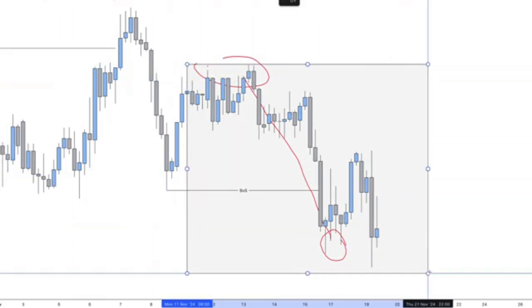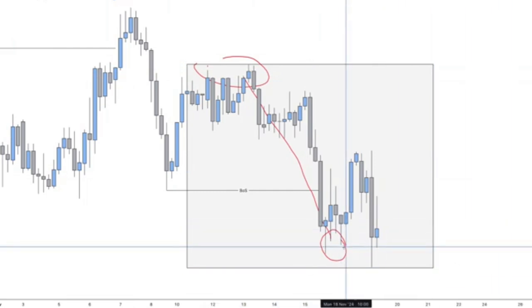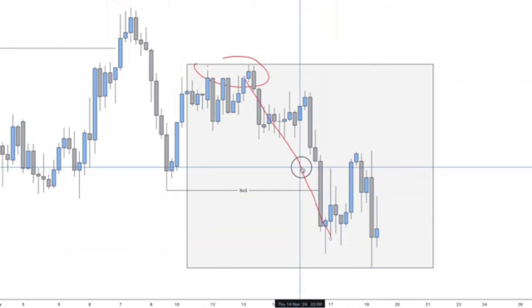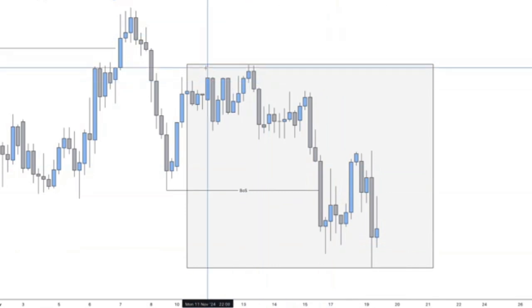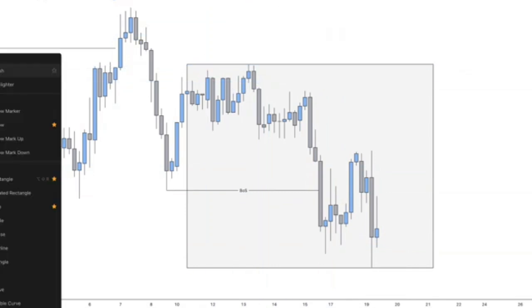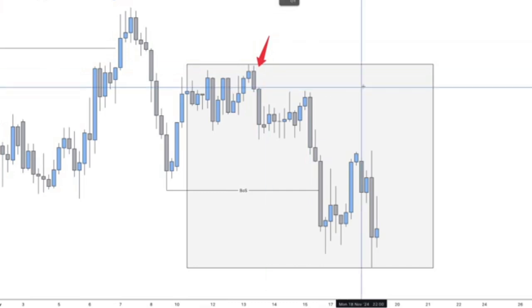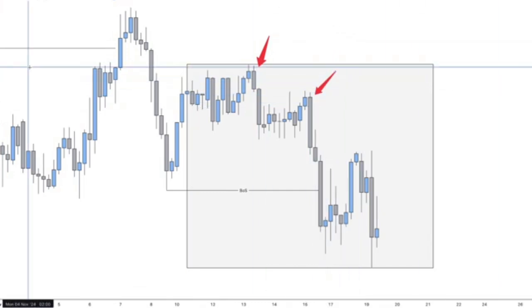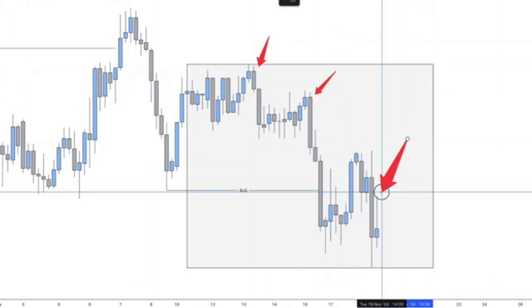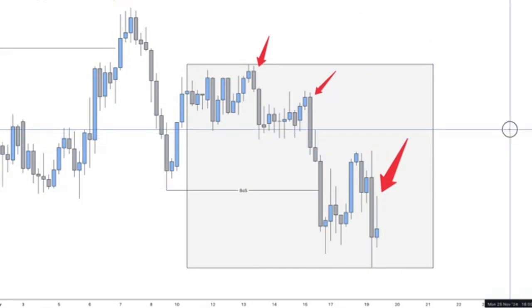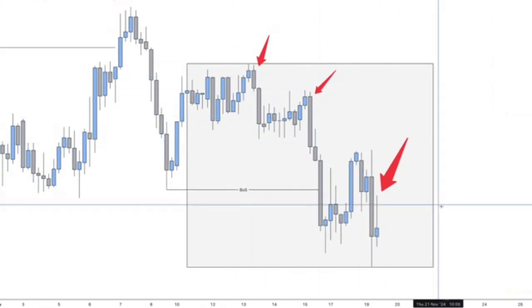So from this point down to where price currently is, which would be the best point to look for a short? Would we be looking at the zone at the top here? Would we be looking at this zone here? Or would we be looking at somewhere within the existing current price action? Now, there are 3 different options here.